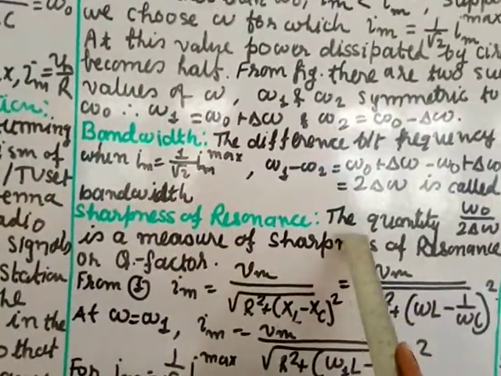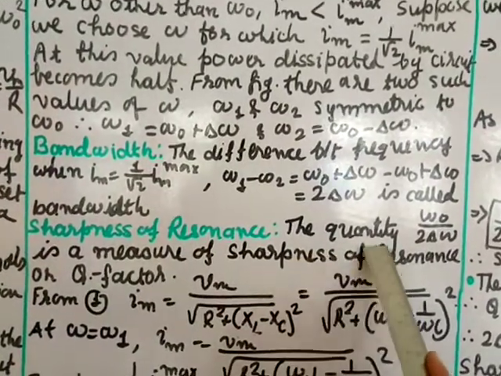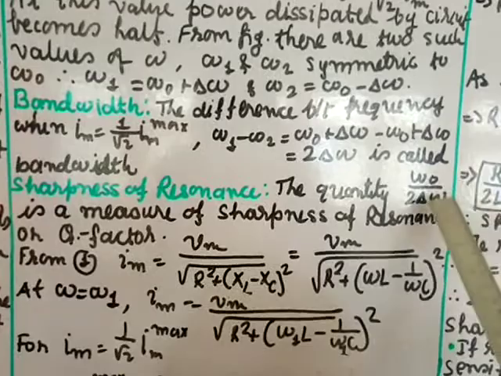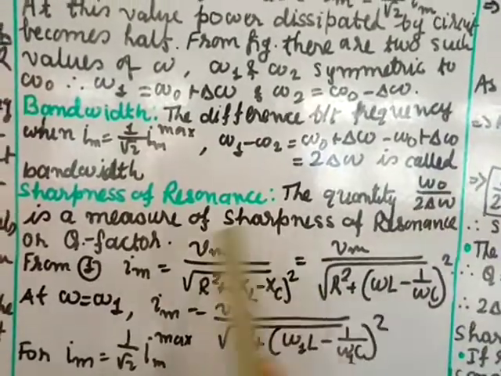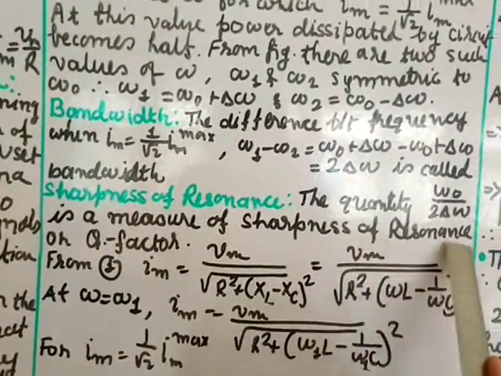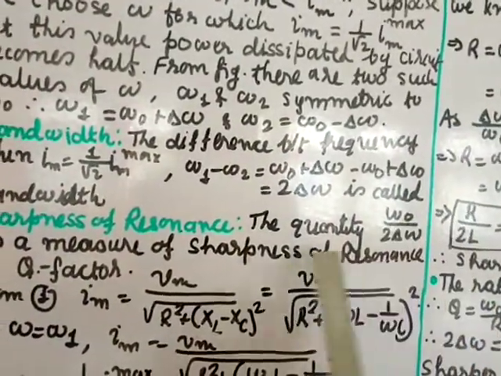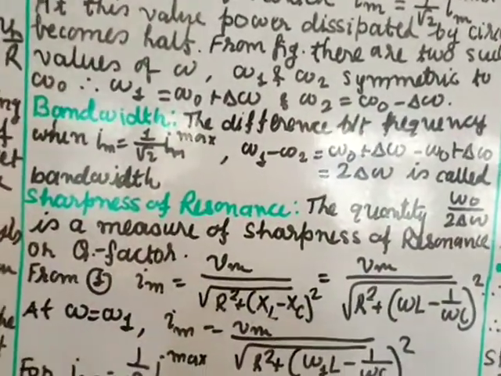Sharpness of resonance: the quantity omega naught divided by 2 delta omega. Omega naught is the resonance frequency and this is the bandwidth. The ratio between these is a measure of sharpness of resonance or Q factor. So this ratio is called either sharpness of resonance or Q factor.